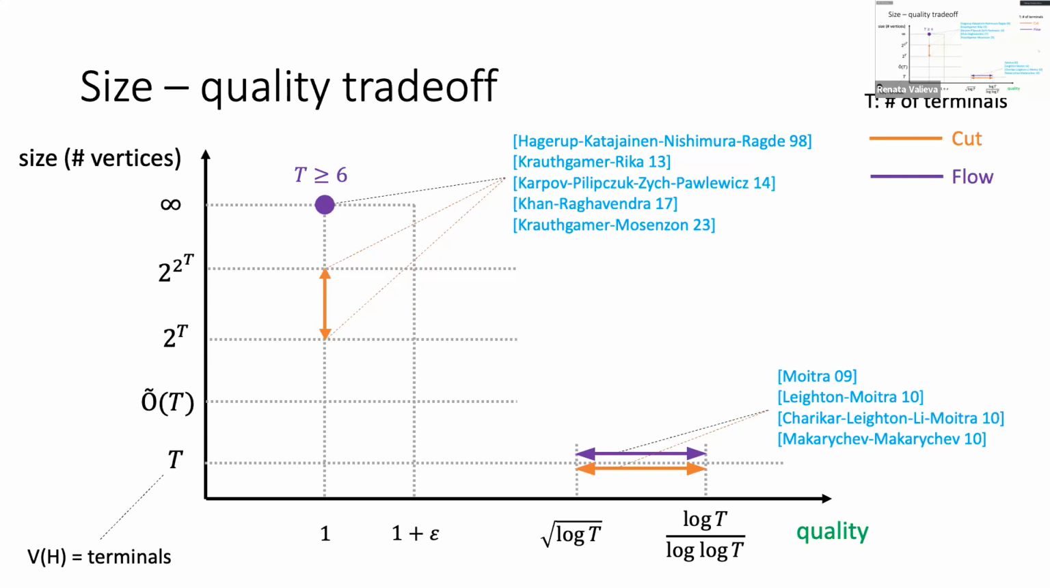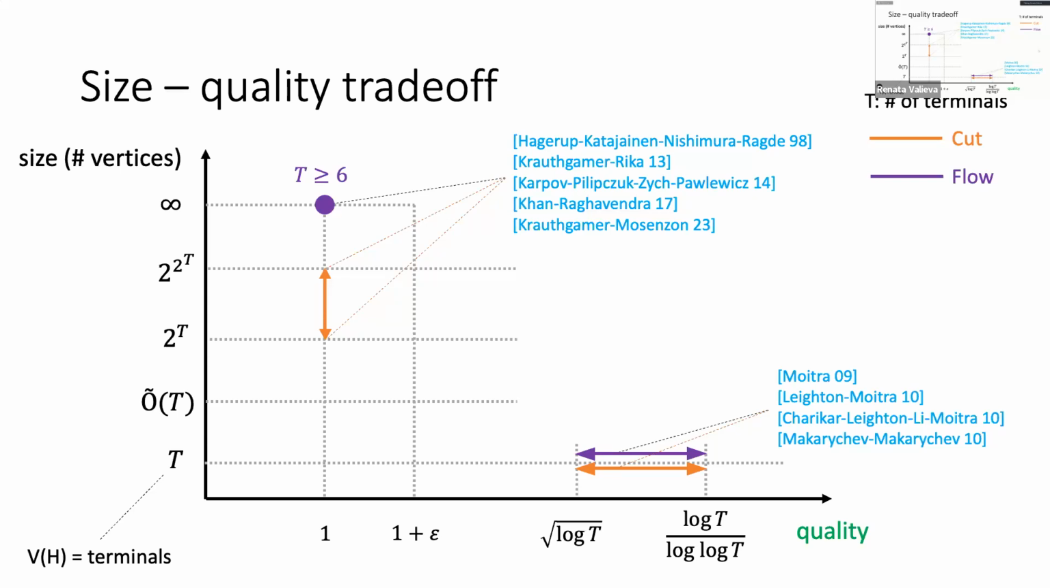Okay. For cut sparsifier, we know the upper bound and lower bound. So it's bounded within this area between double exponential and single. And for flow sparsifier, very recent work by Krauthgamer and Mosenzon shows that even for a 6-terminal network, there exists a 6-terminal network such that an exact flow sparsifier requires infinite size.